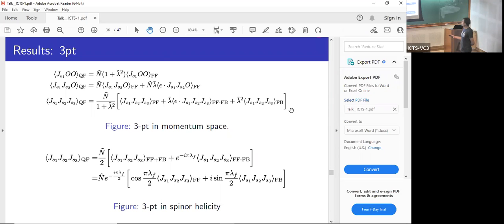For the 3-point function, this is the momentum space expression. This is the spinor-helicity variable expression, and one can rewrite this expression also in terms of this. This I have already discussed in detail.